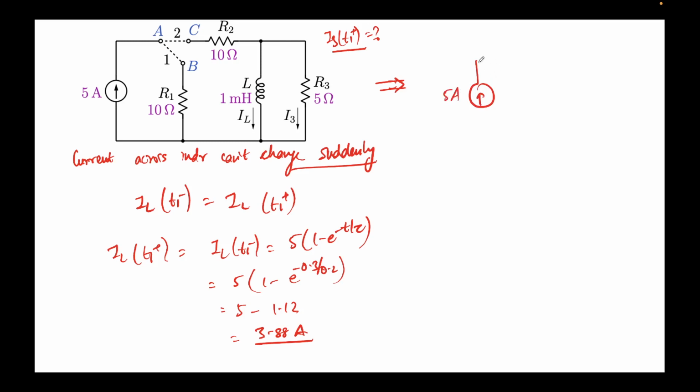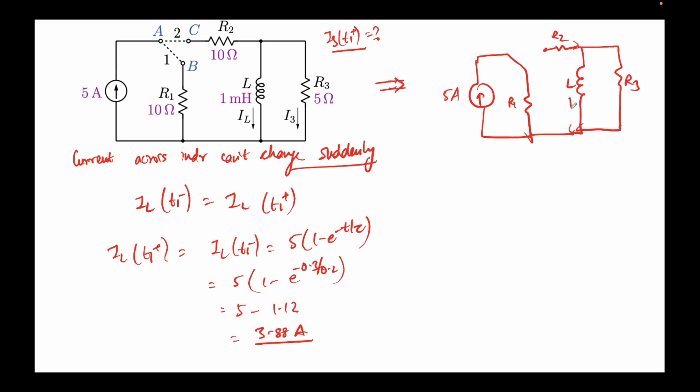5 amps. Switch will again come back to AB position, right? This is R1 and this will be R2. This will be like this, and R3. This is R3, this is L.